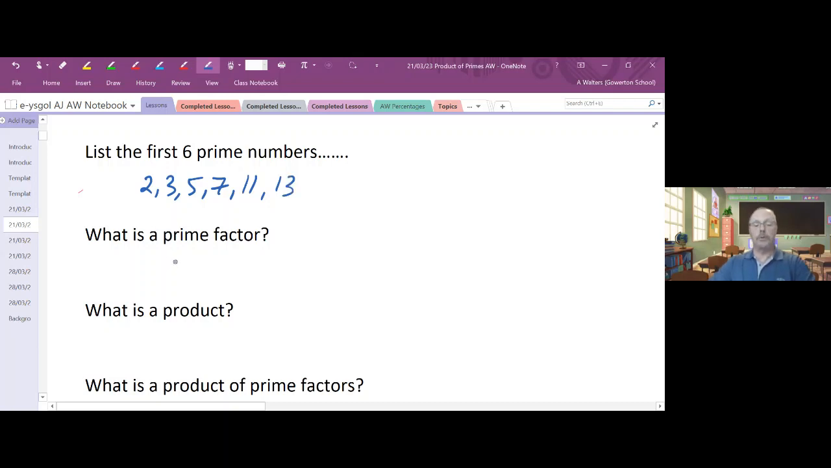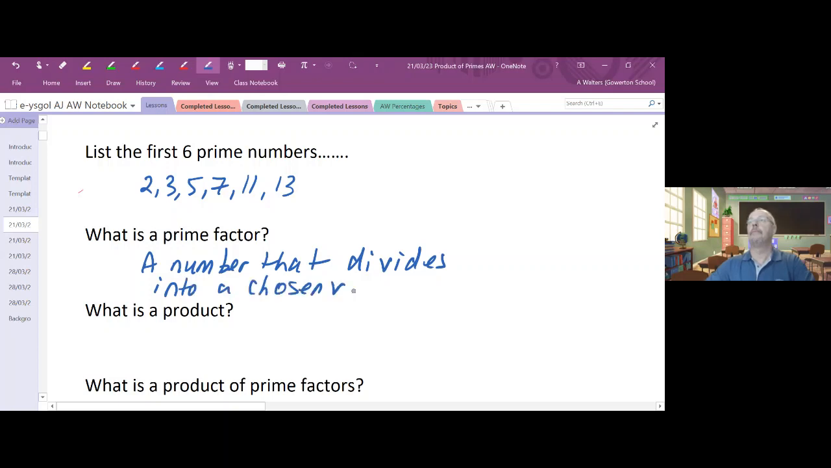Right, first of all, what is a prime factor? A prime factor is a number that divides into a chosen value. So I'll write this down. Okay, so that's a prime factor. It's actually a prime number that divides into a chosen value. A product is simply a multiplication sum.